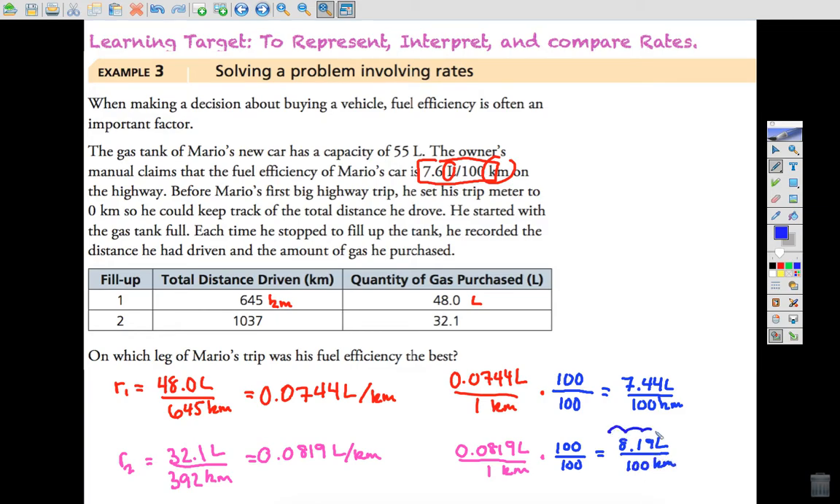And so you can see this is actually above the advertised fuel economy. And so that's really, really cool. So this is just one example of how you can solve problems involving rates. Which was his best fuel efficiency? Well, it was obviously on the second leg of the trip.